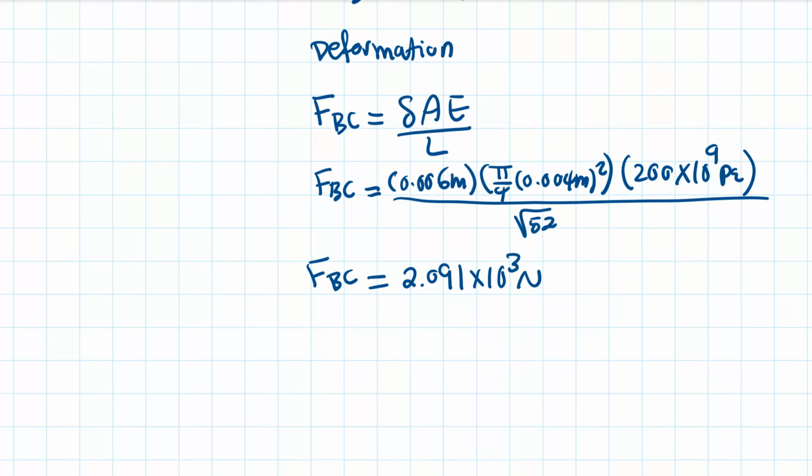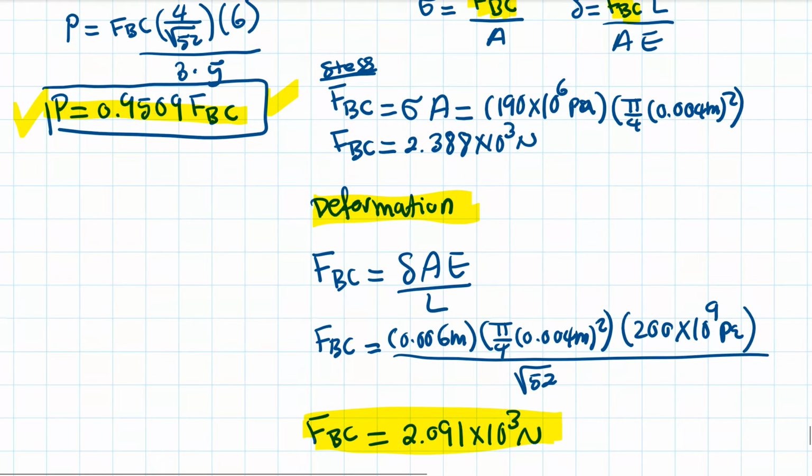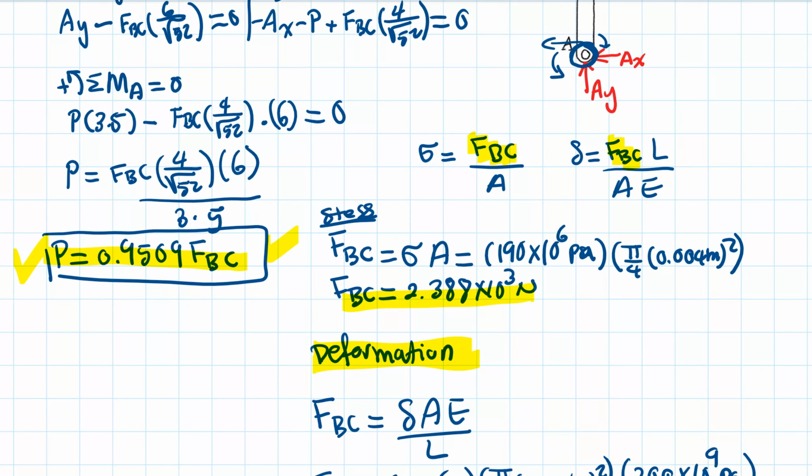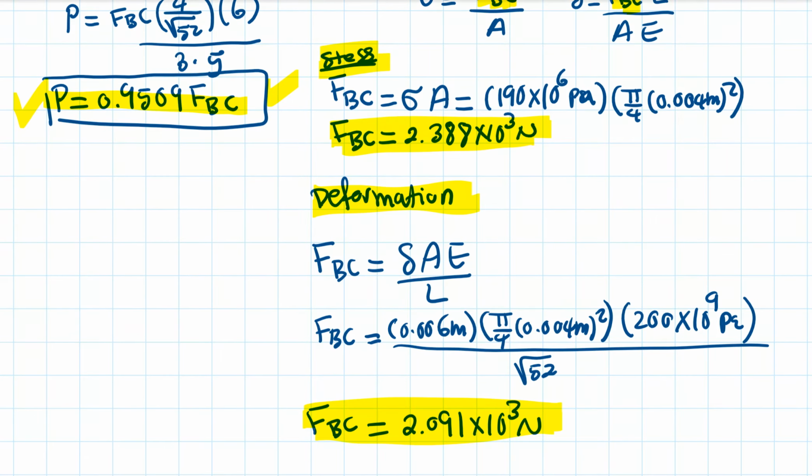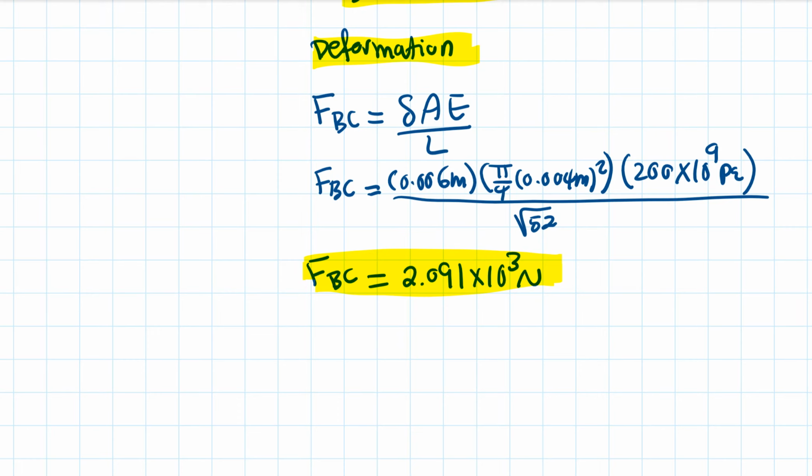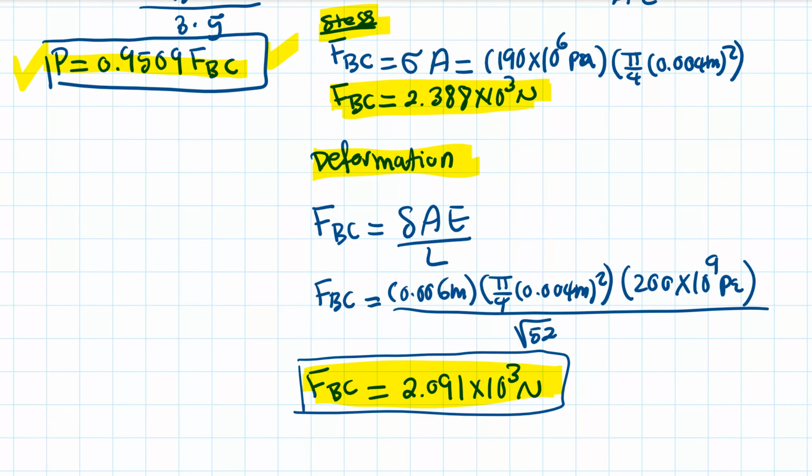Alright, so here we have two force values, one from the deformation equation, and we have another force value on the cable from the stress equation. Which one should we use? The larger value or the smaller value? So here we will use this force, the smaller value, and we will take FBC that we found and plug it into our relationship that we found from the free body diagram.